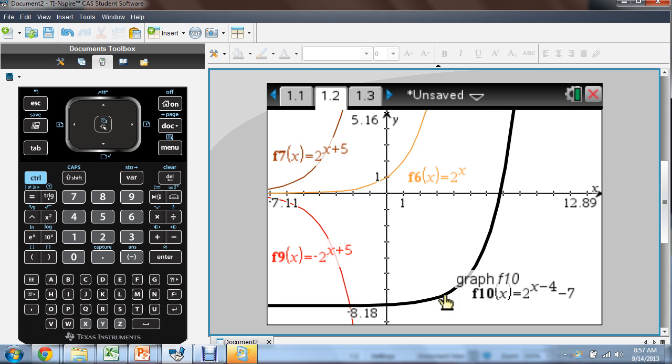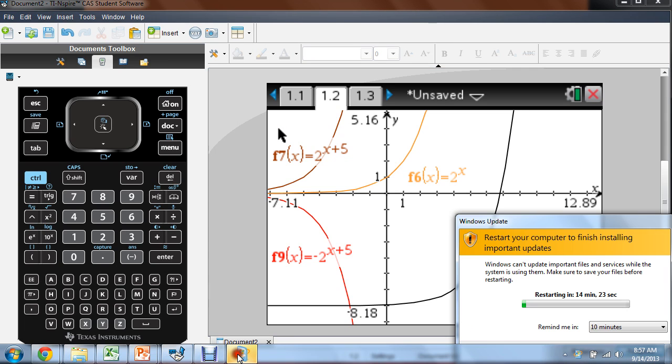Hopefully you're starting to see how this works. The specific shape does not matter. Give me a second here to get rid of this thing.